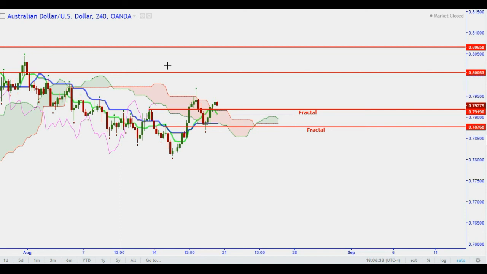All right, guys. So hopefully this helps you guys out, and I think we still have a good opportunity to trade this Australian dollar, US dollar.